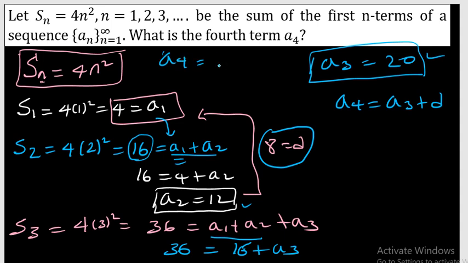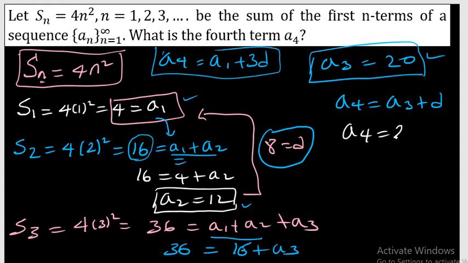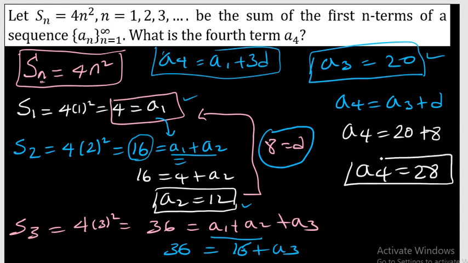Let's write it properly. a1 plus 3d we can write. Since we know a1, we can apply it because it's arithmetic. But since we know a3, a4 is equal to a3 plus the common difference. Again, the common difference, we got it already, 8. So a4 is equal to the third term, which is 20 plus 8. So a4 is equal to 28. That's going to be the answer for our second question.